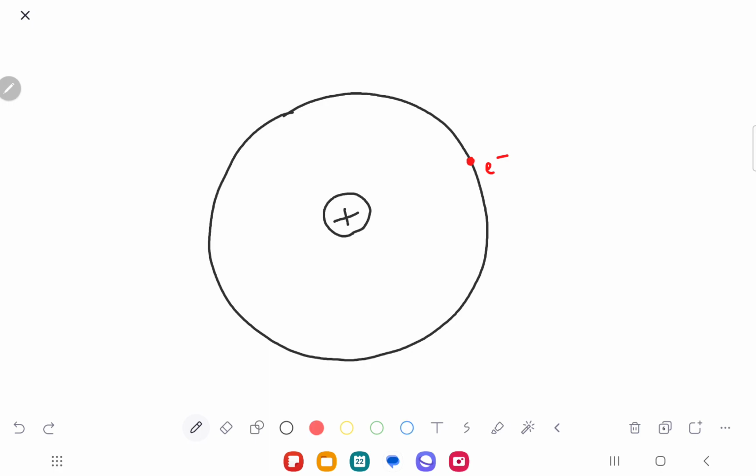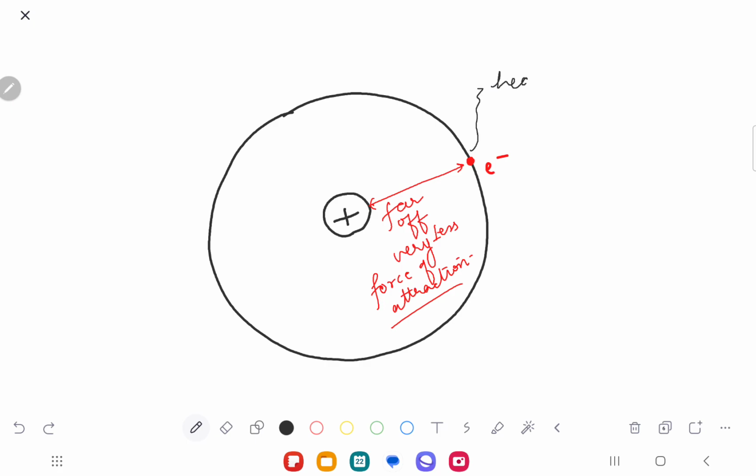So this electron, because it is very far off, there is very less force of attraction on this electron, and which is why what is happening? This electron, with a little bit of energy provided from outside, with a little bit of heat energy provided from outside, this electron can be removed. Yes or no? This electron can be removed.